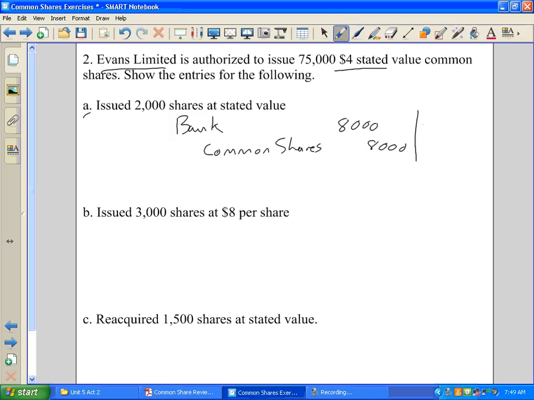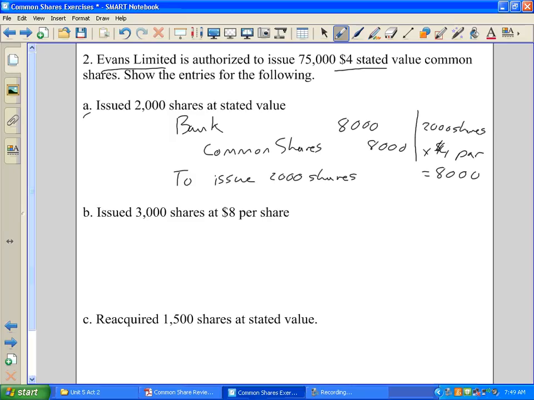So again, you take your 2,000 shares and you multiply that by the $4 par or stated value, what have you. I called it stated value up there. And that gives you the 8,000. Okay, that's where the number comes from. And to issue 2,000 shares. Okay, that's it.